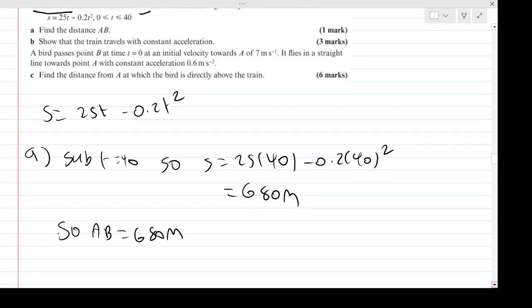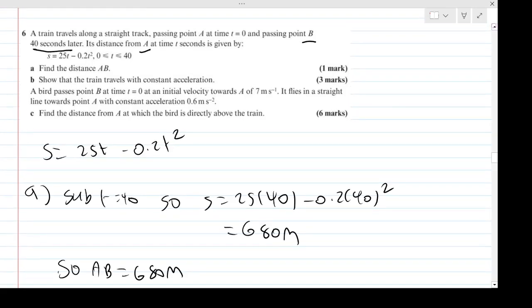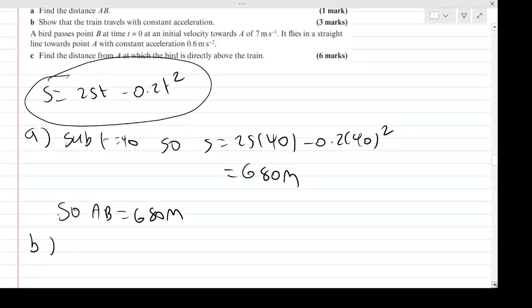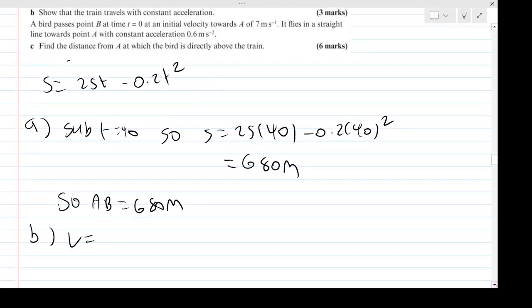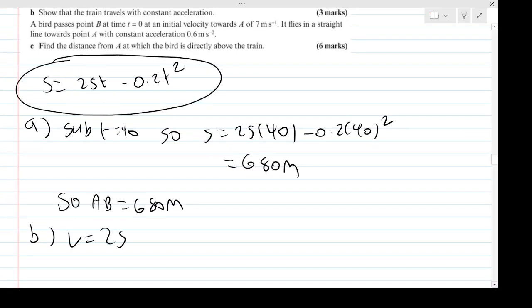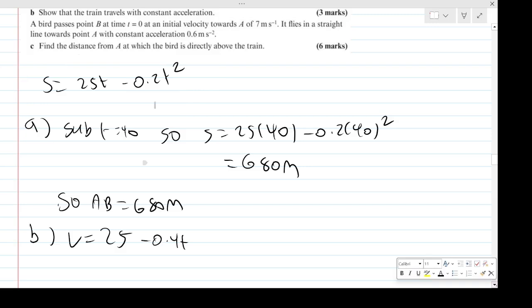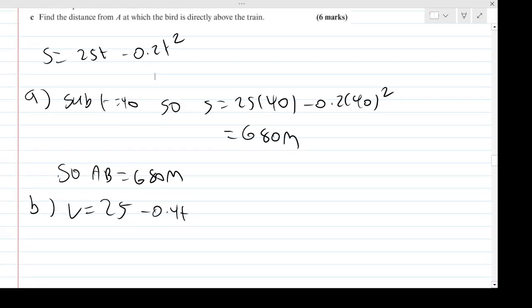Okay, there we are. Then in part B, it wants me to show that the train travels with constant acceleration. So that's very similar to what we did at the very start. So if we want to consider the acceleration, well, again, we've got displacement. So firstly, we're going to have to differentiate to get the velocity. So velocity then, if I differentiate the displacement equation here, well, 25t will go to 25 when differentiated. Then minus 0.2t squared will go to minus 0.4t. And there we are. And so that's the velocity. Then if I differentiate again, I get the acceleration.